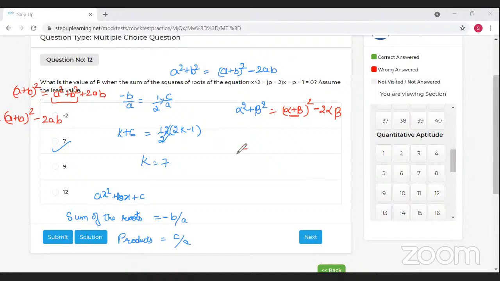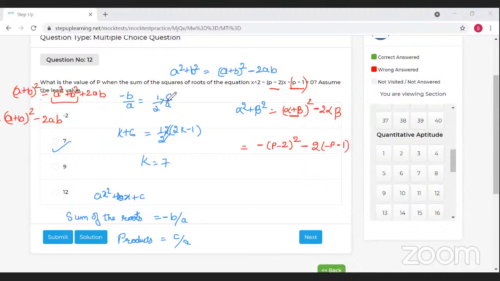Assume the least value. What is the value of p when the sum of the squares of the roots of the equation assumes the least value? What will be this? Minus (p minus 2) whole square minus 2 alpha beta will be this entire part, minus (p minus 1), right?